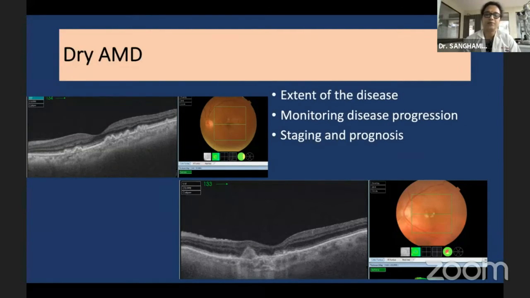In case of dry AMD, it tells us about the extent of the disease, monitoring the disease progression, staging and prognosis. In the first case, you can see the exudative materials are free of the macula, so the patient will have a very good vision.